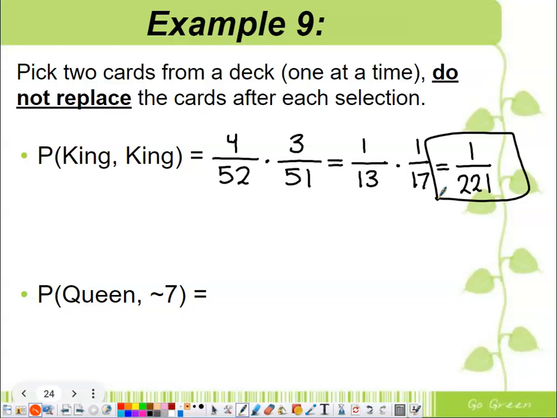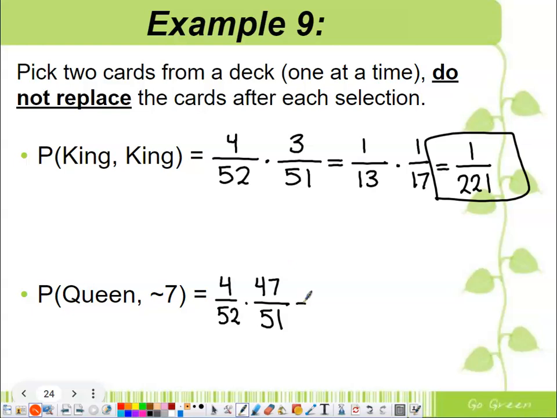All right. The next one, we are interested in probability of a queen, followed by not a 7, and that is without replacement. So we have probability of the queen, so we're doing 4 over 52. We have 51 cards then for that second pick, and we're interested in not a 7, right? So if I think about how many cards are not a 7 out of this 51, that is 47 cards, right? Because I have 4 7s in there, but I don't want those. I want the 47 other cards.